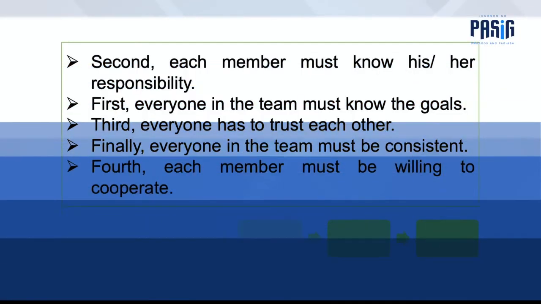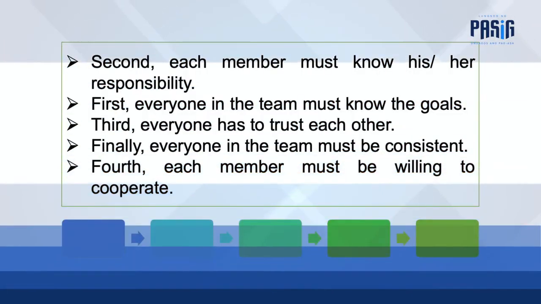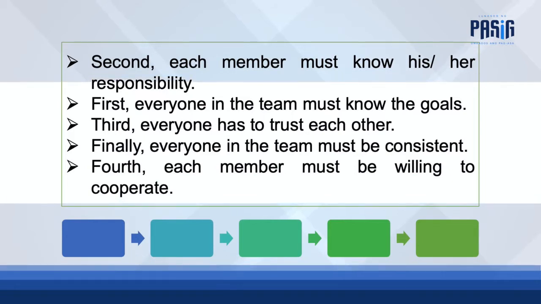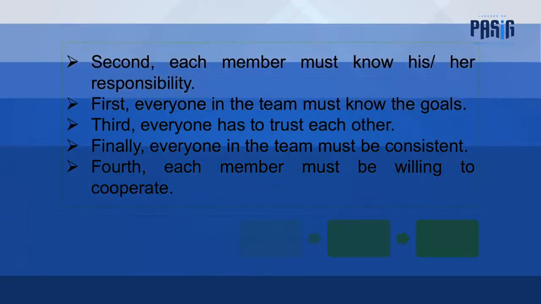Let us read the items. Second, each member must know his or her responsibility. First, everyone in the team must know the goals. Third, everyone has to trust each other. Finally, everyone in the team must be consistent. Fourth, each member must be willing to cooperate.